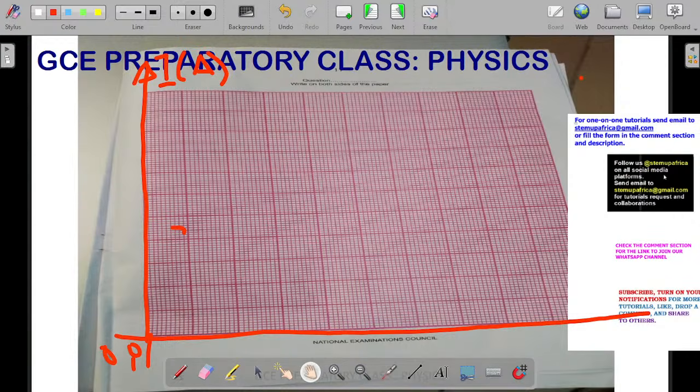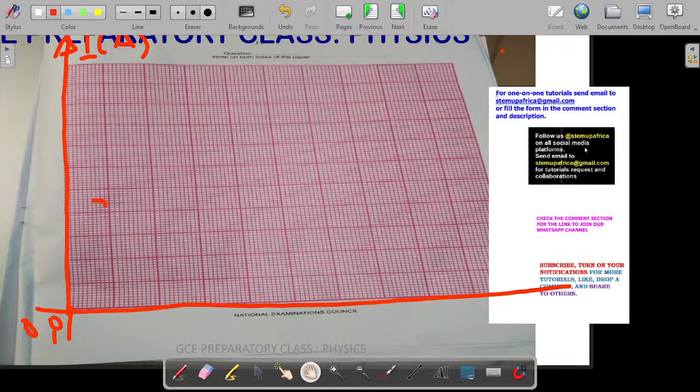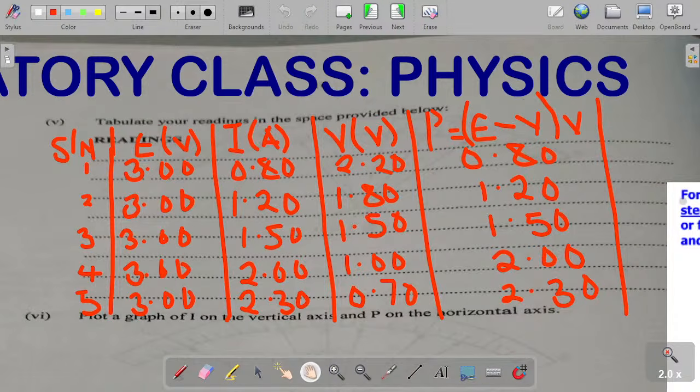Then the second side of the graph will be our P in volts. Okay, so we need to take K, which is also allotted marks. For me to take K, I'll consider the highest value of I and the lowest value of I. The highest value is 2.3 and the lowest value is 0.8. So I can consider 2 cm to 0.5 units for the I-axis.